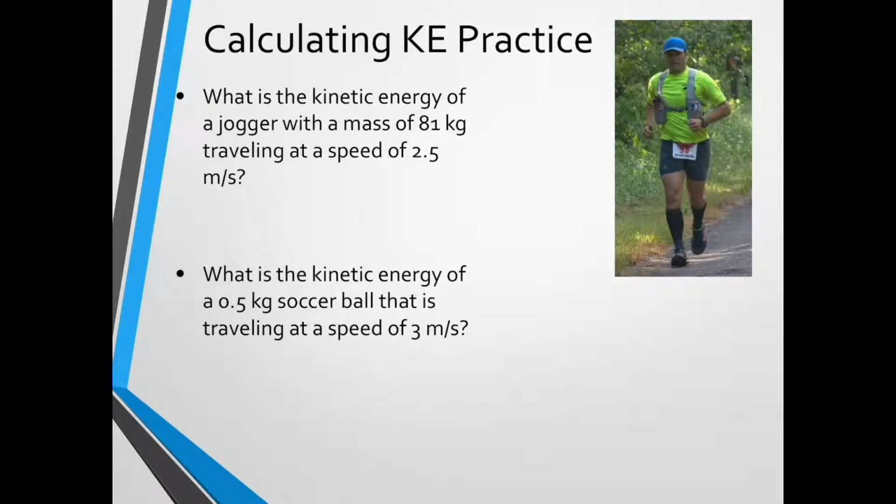Alright, so now let's try to calculate some kinetic energy. So the first problem here is, what is the kinetic energy of a jogger with a mass of 81 kilograms traveling at a speed of 2.5 meters per second? Remember, our equation is KE equals mass times velocity squared divided by 2. So, our mass is 81 kilograms. Our velocity is 2.5, and then we'll have to square that. And then we divide all of that by 2.